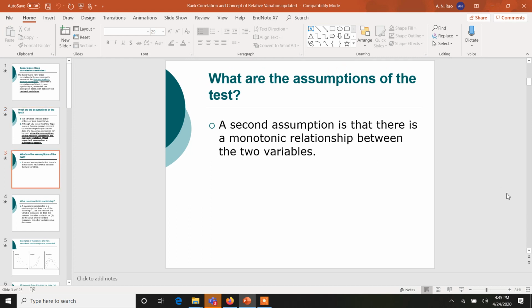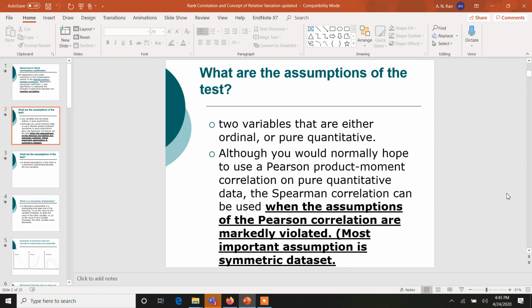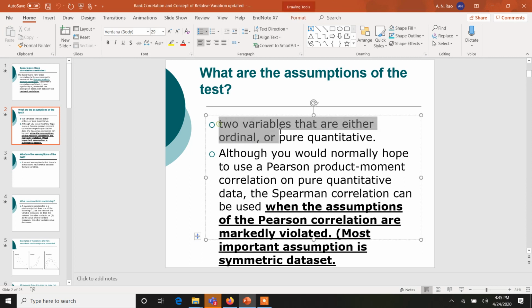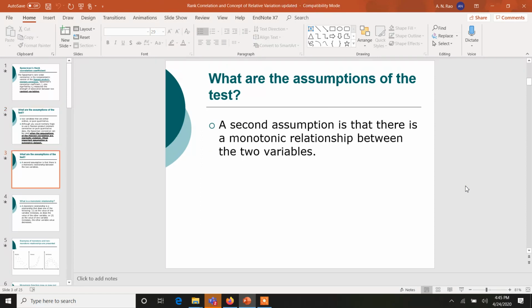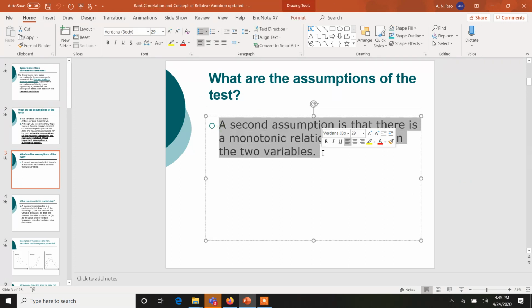Okay, so what are the assumptions, as we were discussing, of the rank correlation coefficient? The first assumption we studied was that the two variables are either ordinal, that is, both are in ranking form, or both are purely quantitative. Even then we can apply the rank correlation coefficient formula. The second assumption, this you studied in the last lecture as well, because this assumption is the same.